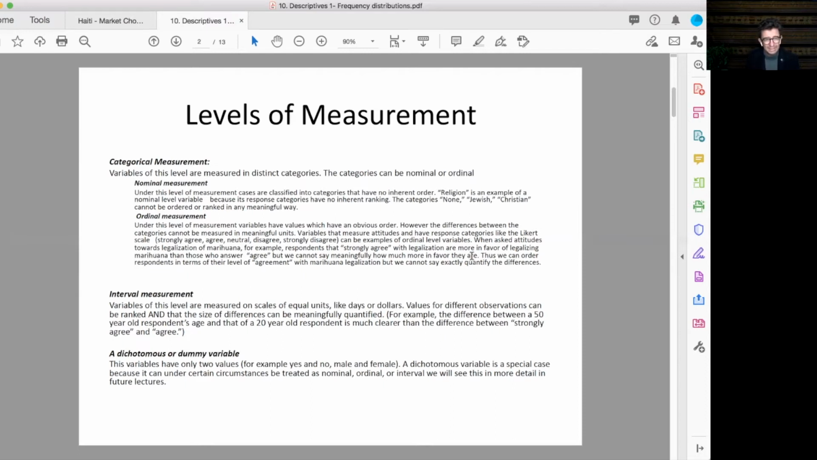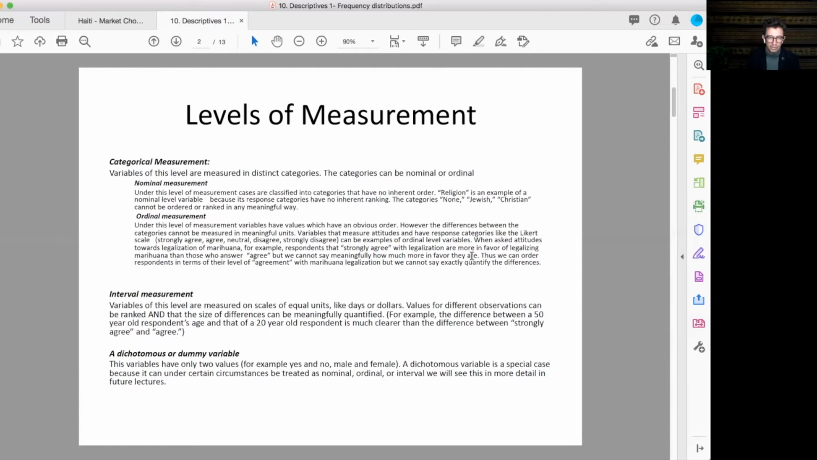values exactly. But in categorical measurement, you don't know what the difference between one or the other is really exactly, right? There is no real exact way to measure what the difference is between a strongly agree and agree. We know one is more than the other, but we don't know exactly by how much, right? And finally, a dichotomous or dummy variable could be a mixture of the two values of measurement.